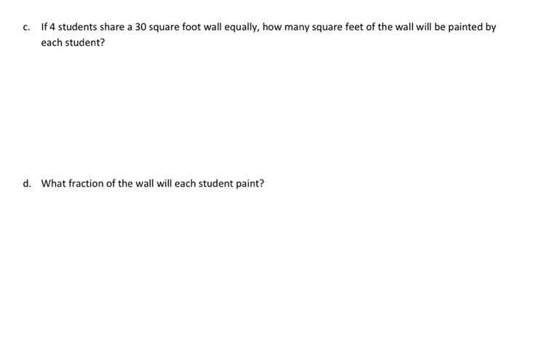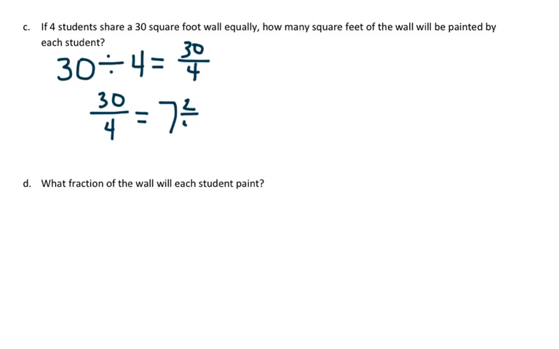Okay, part C reads, if 4 students share a 30 square foot wall equally, how many square feet of the wall will be painted by each student? Okay, so we have a 30 square foot wall, and we're going to divide that equally between 4 students. So it's 30 fourths as the fraction. Okay, and 30 fourths is equal to 7 and 2 fourths, or 7 and 1/2.